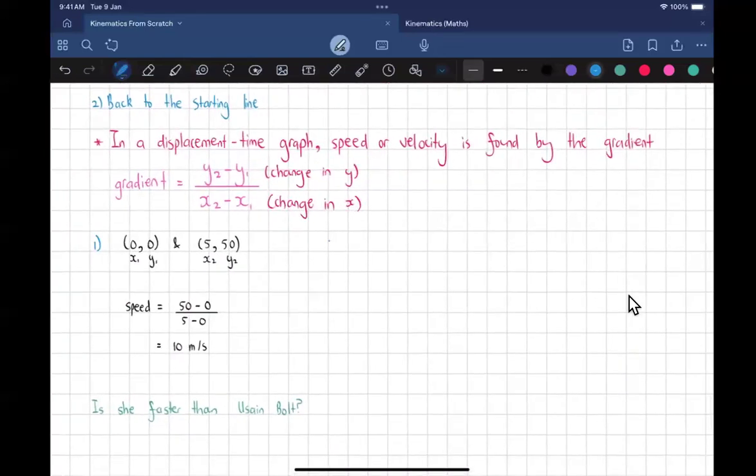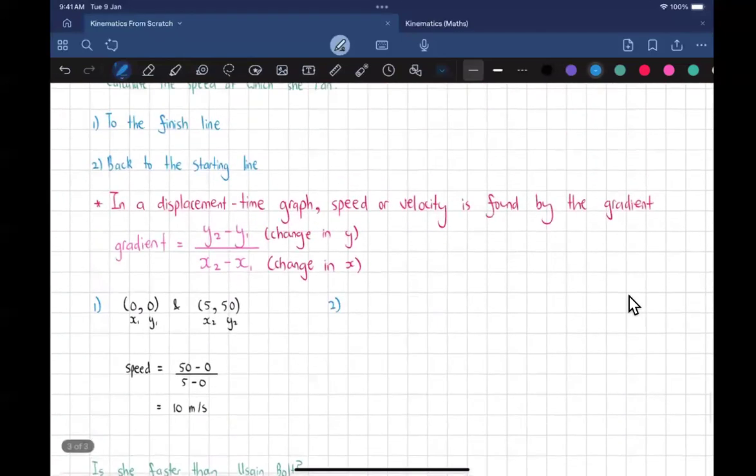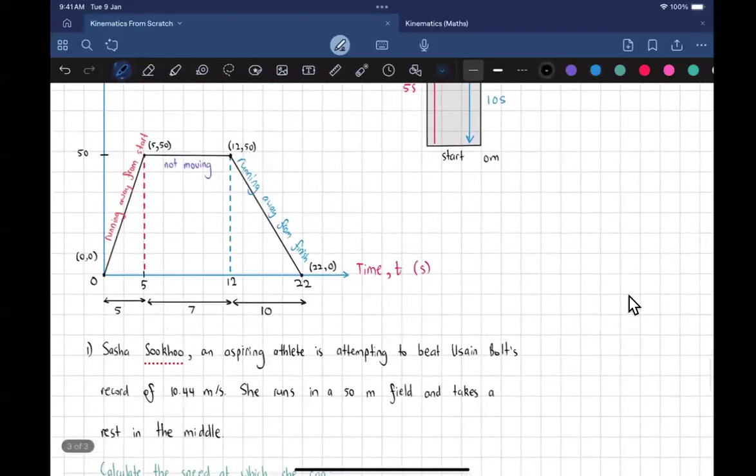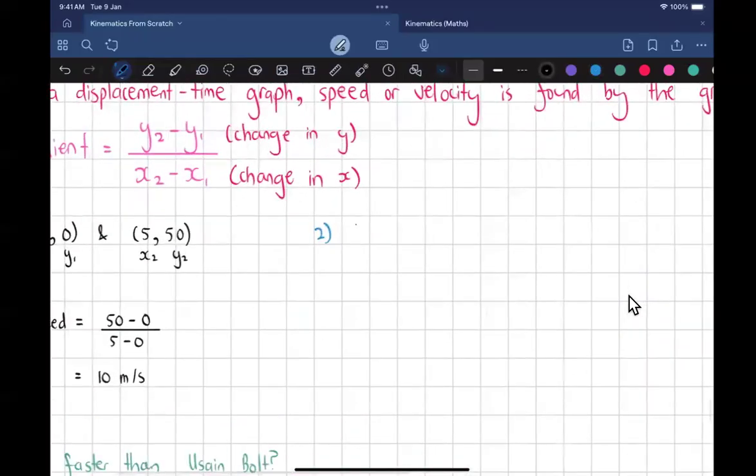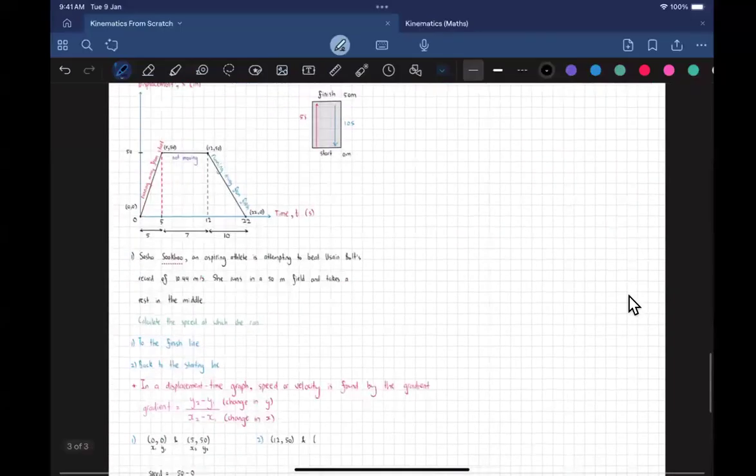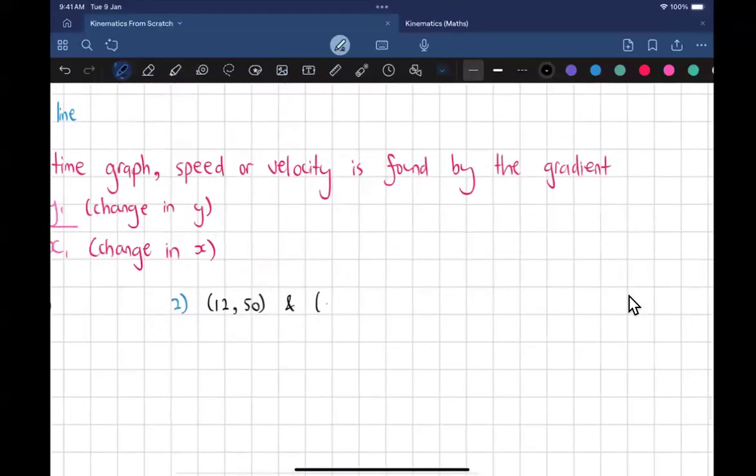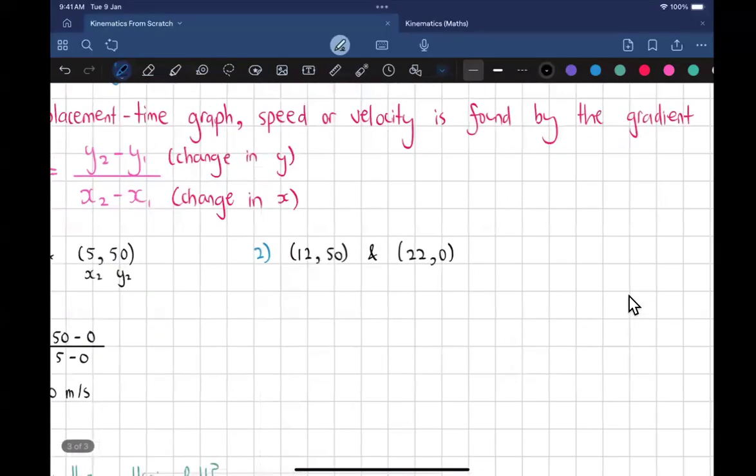Let's do question 2 now. With question 2, we have the points 12 comma 50 and 22 comma 0. Which one do you want to call the starting point? 12, 50. Okay.